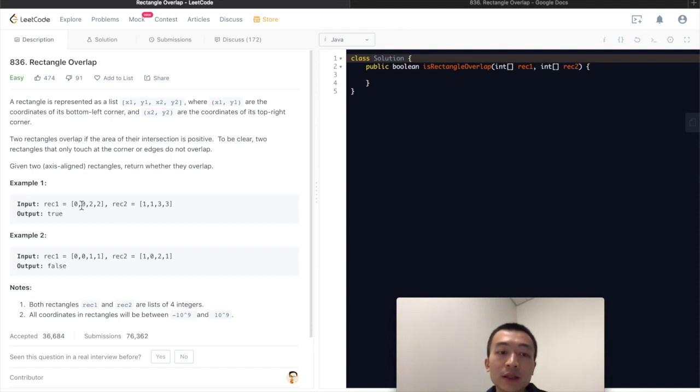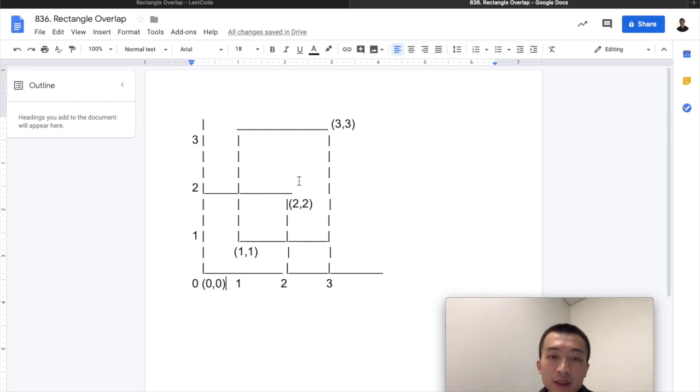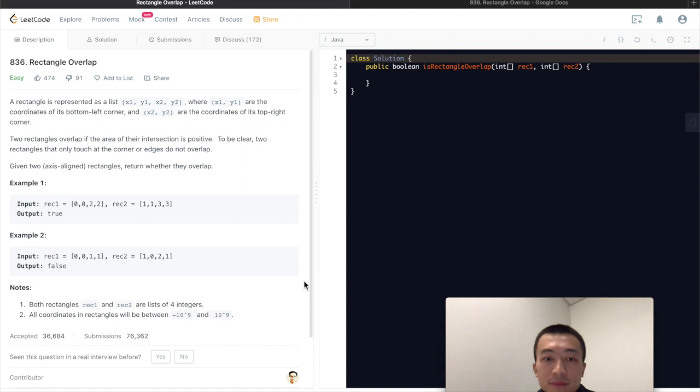First one is this: 0, 0, 2, 2, 1, 1, 3, 3. Let's just draw a 2D grid on x and y axis so we can figure it out. Suppose this is the x axis by convention, and this is the y axis. The first example we were given is this rectangle and this rectangle.